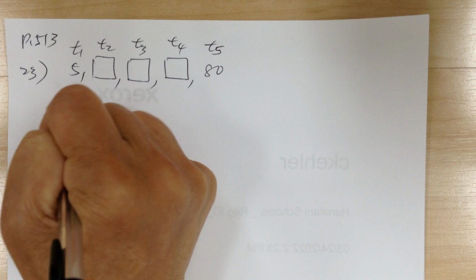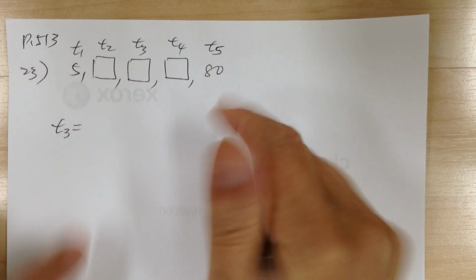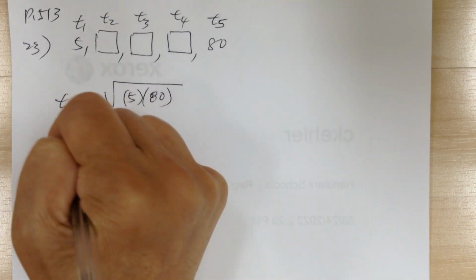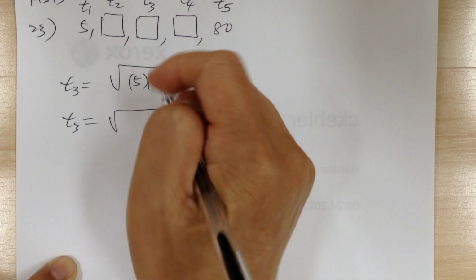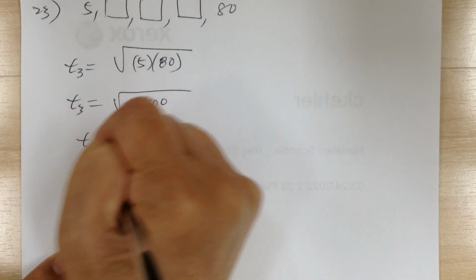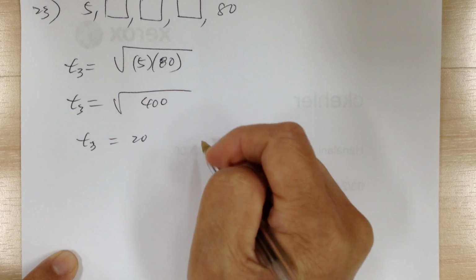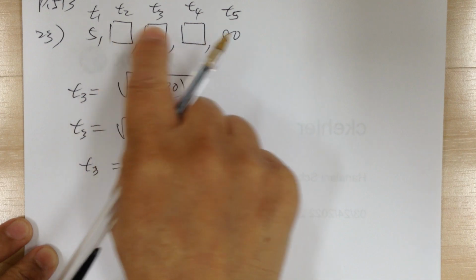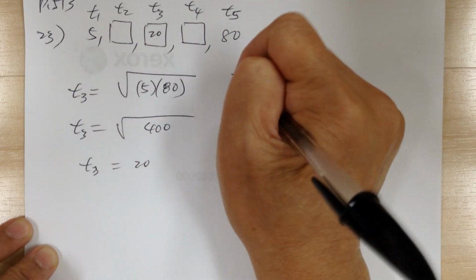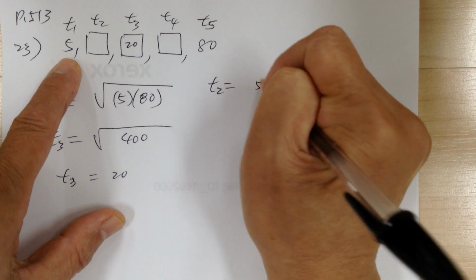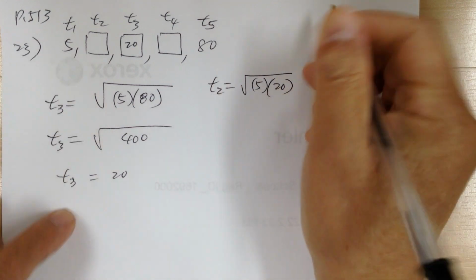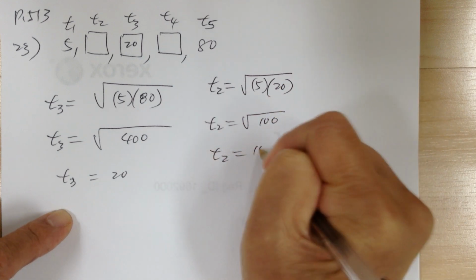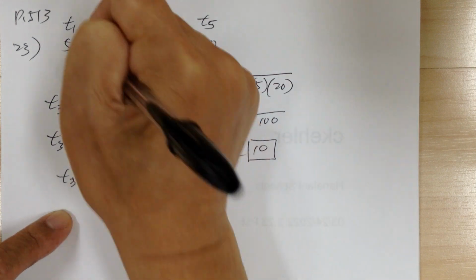I'm going to look for T3. T3 is the middle number between these two, so you use 5 times 80 and take the square root. So T3 equals the square root of 400, which gives 20. Now T2 is the middle number between 5 and 20, so T2 equals the square root of 5 times 20, which is the square root of 100. So T2 equals 10.